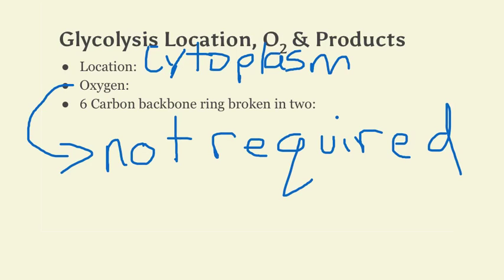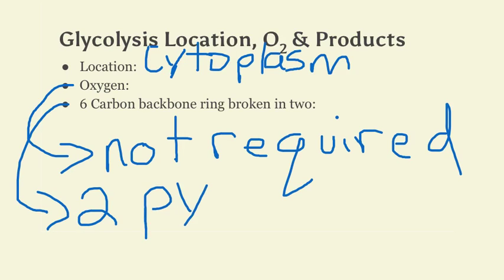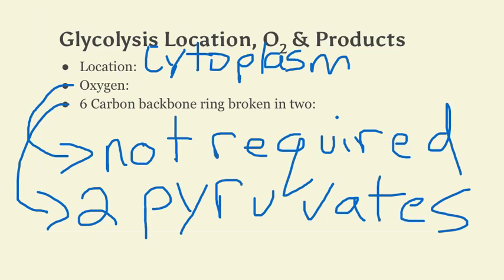What's going to happen with splitting the sweetness or breaking up the sweetness is the 6-carbon backbone ring, the carbon ring that we have, is going to be broken into 2 parts, and it's going to make or break that into 2 pyruvates. 2 pyruvates.